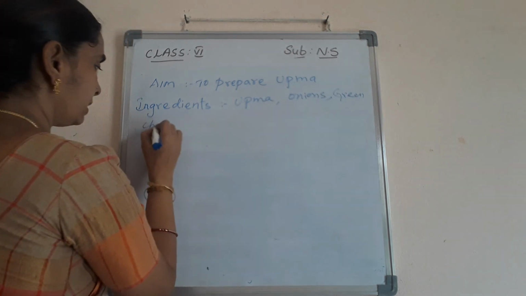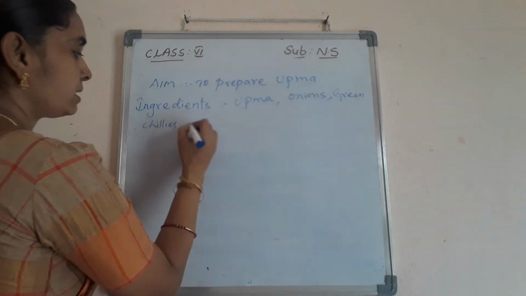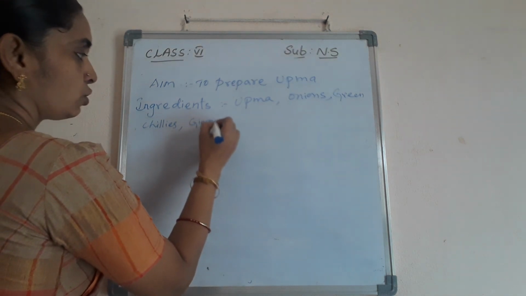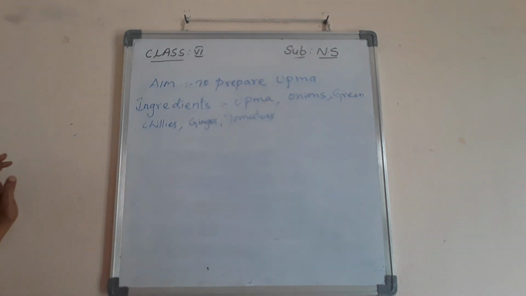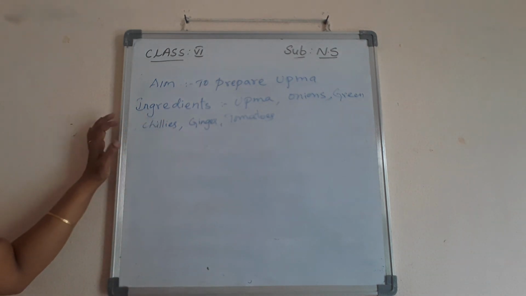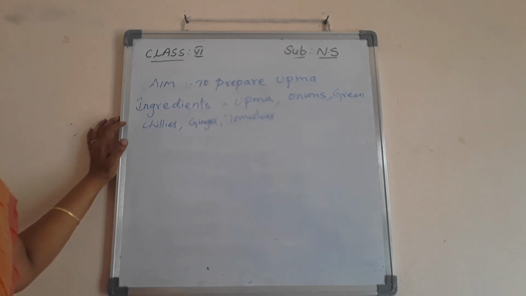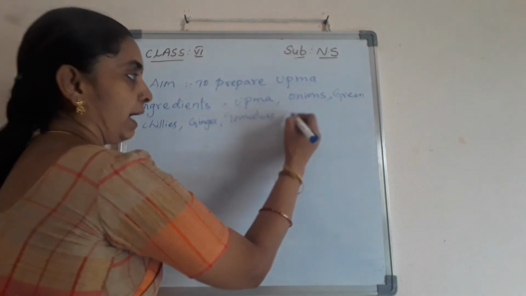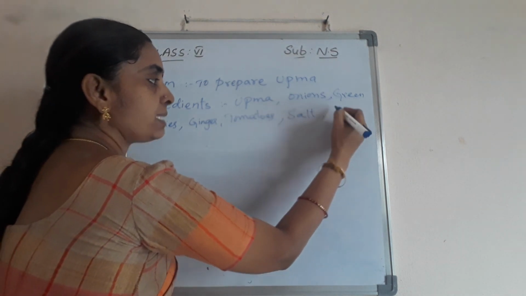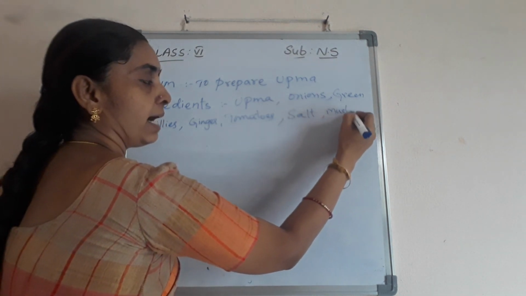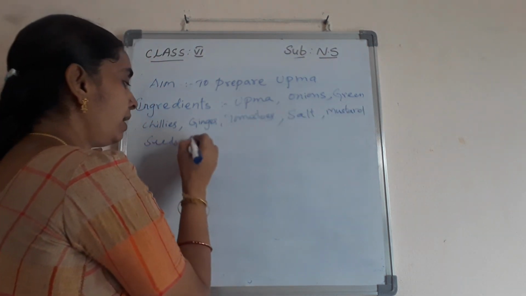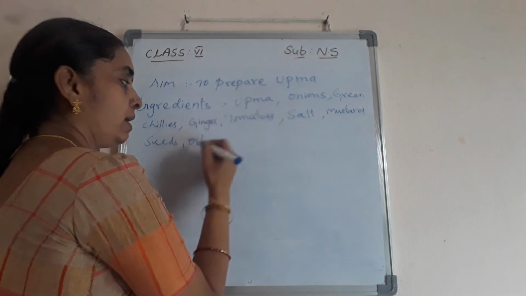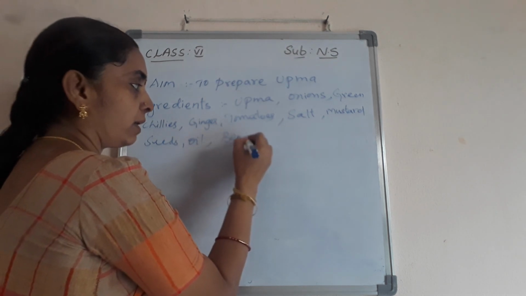So you have to write like this. Green chilies, you need it. Ginger, tomatoes. You can add certain vegetables also, beans. If you want to make it in the form of khichdi, you can add certain vegetables in it. And salt, mustard seeds, curry leaves and all. Salt is used for taste, and oil and mustard seeds are used, as you know very well, for seasoning. Mustard seeds, Bengal gram, black gram.